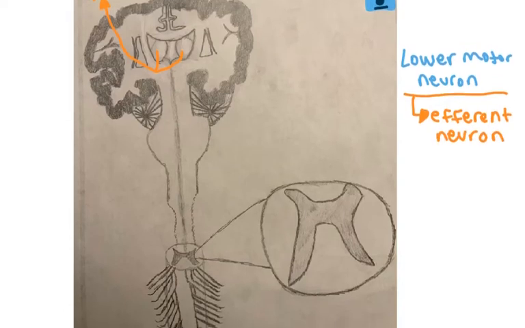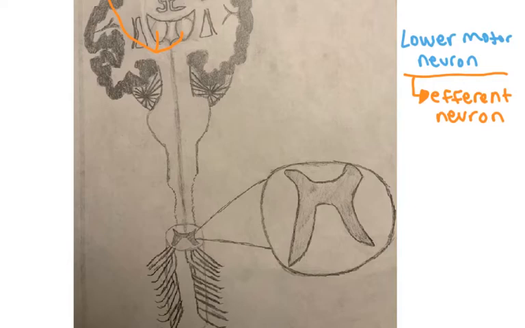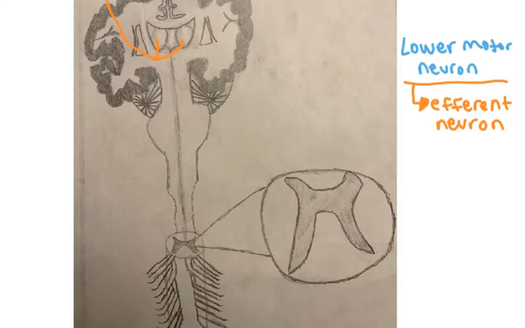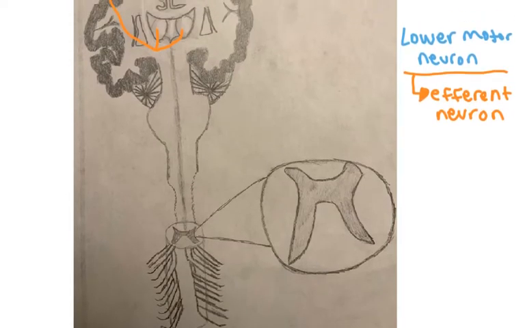A lower motor neuron actually has its soma, or its cell body, and its dendrites inside the gray matter of the spinal cord. We also have lower motor neurons in the brainstem, which we'll talk about soon in this video. So let's look at the spinal cord first real quick. Let's go to the zoomed-in version.